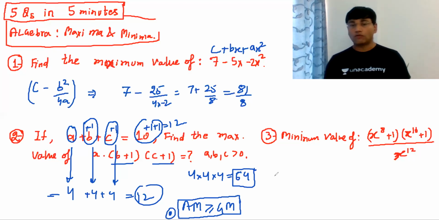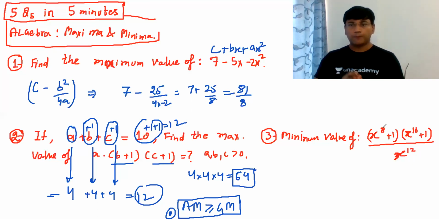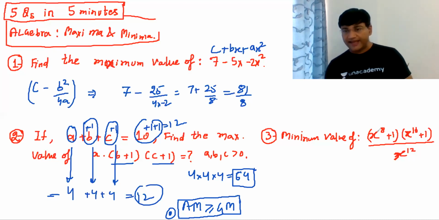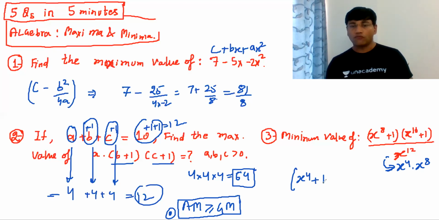Then guys, you have to find the minimum value of this. Now here there is a rule, sum of any number plus its reciprocal, the minimum value is 2. So it means that x ki power 12, I can write it as x ki power 4 into x ki power 8. Now if you separate it in both of them, you will get x ki power 4 plus 1 upon x ki power 4 and x ki power 8 plus 1 upon x ki power 8.